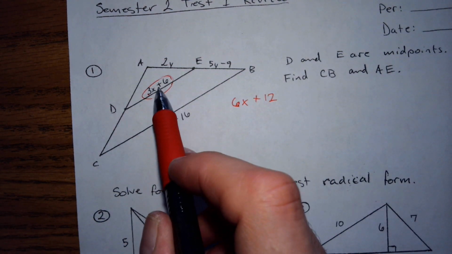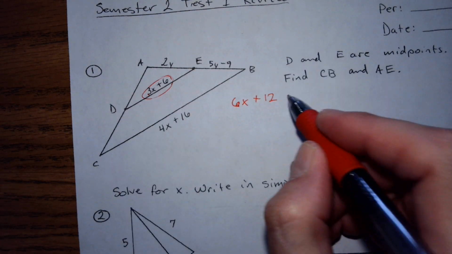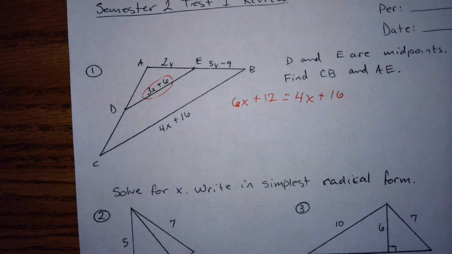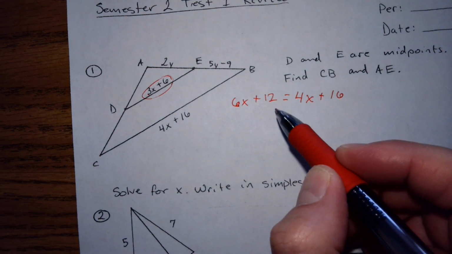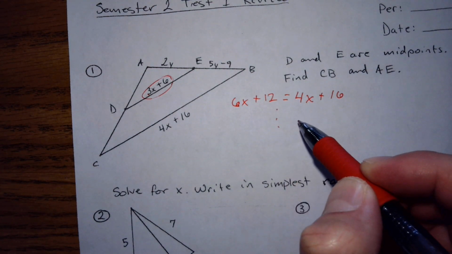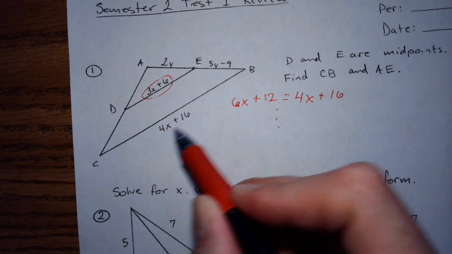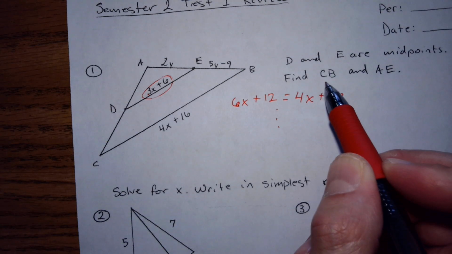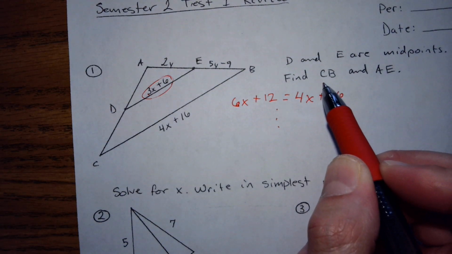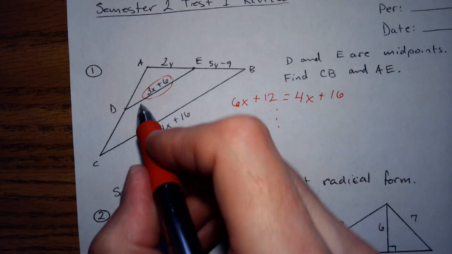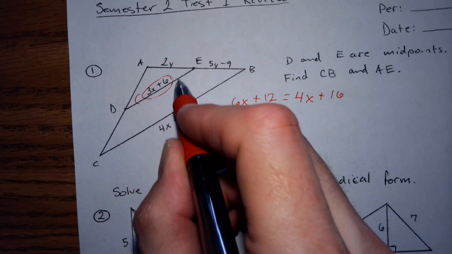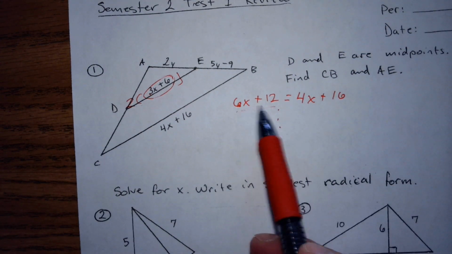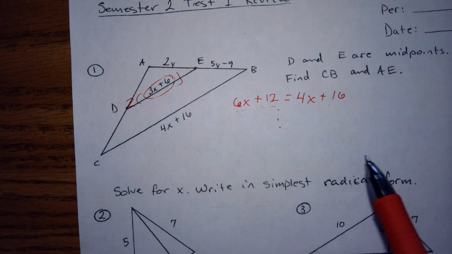Once I multiply this by 2, it's going to equal this length, which is 4x plus 16. And then I can solve for x. Once I get x, I can plug it into 4x plus 16 because that will give me CB. Do we understand that? So you multiply this one by 2. That's really what I'm doing. Times by 2, I distribute, and then I get this, and then I set it equal.